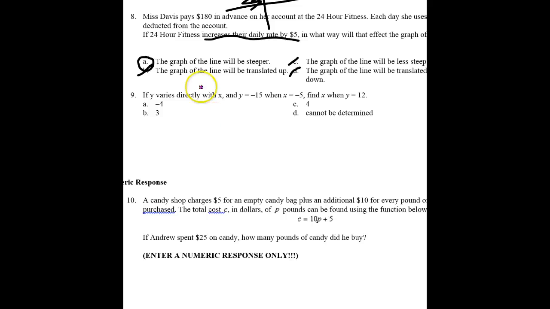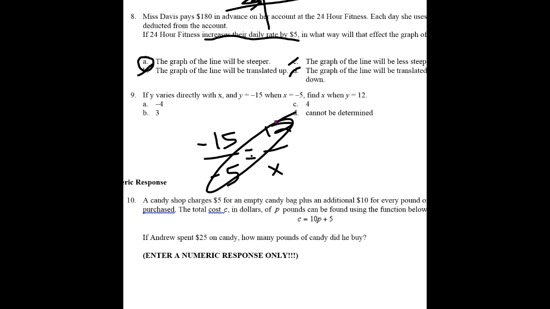Number 9. If y varies directly with x and y equals negative 15 when x equals negative 5, find x when y equals 12. So we just have to set up a proportion. When y is negative 15, I'm going to put negative 15 on top. And x equals negative 5, so I'm going to put negative 5 for the x on the bottom. I'm putting my x's on the bottom because negative 5 is an x value. I don't know what x is, but I do know that I'm looking for that x value when y is 12. So I'll put my 12 on the top.